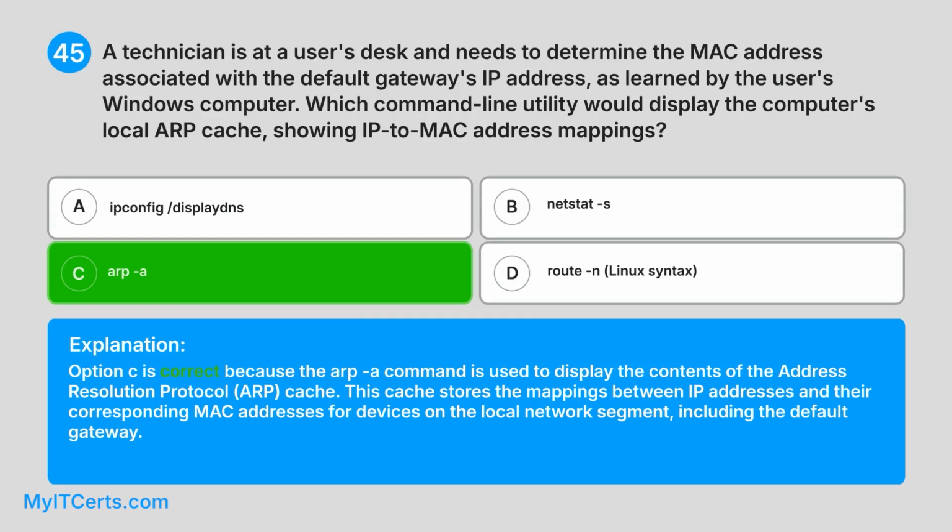Correct answer: C. arp. Explanation: Option C is correct because the arp command is used to display the contents of the Address Resolution Protocol (ARP) cache. This cache stores the mappings between IP addresses and their corresponding MAC addresses for devices on the local network segment, including the default gateway.